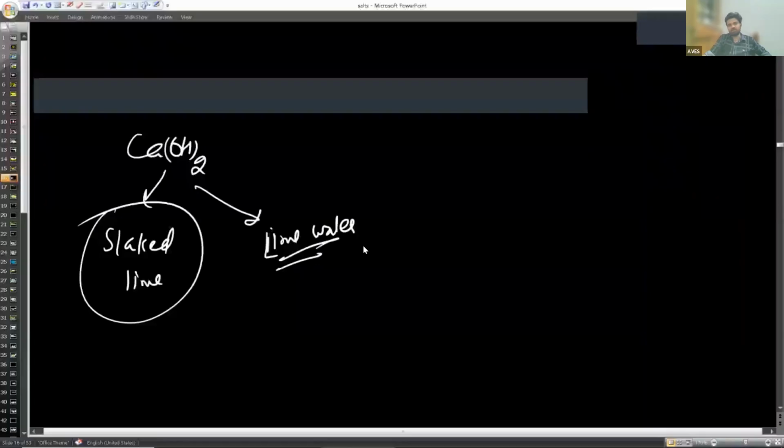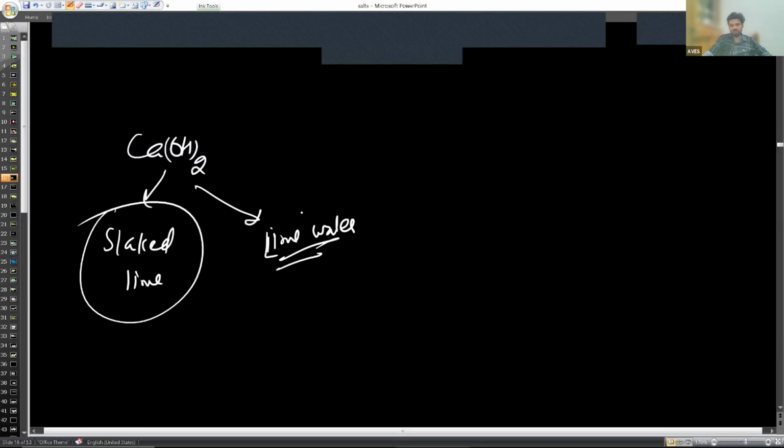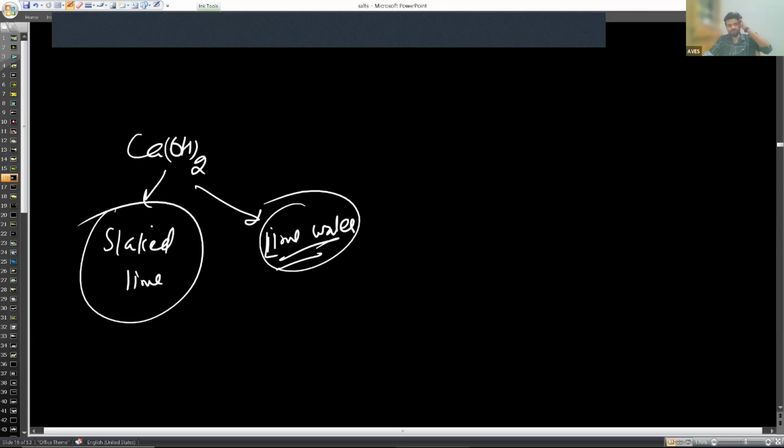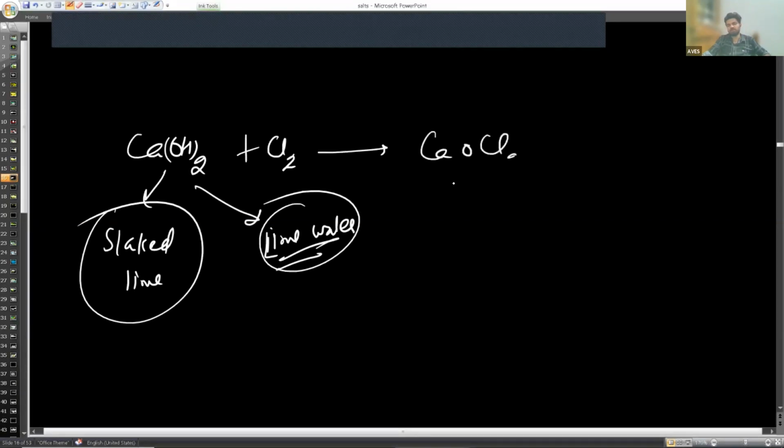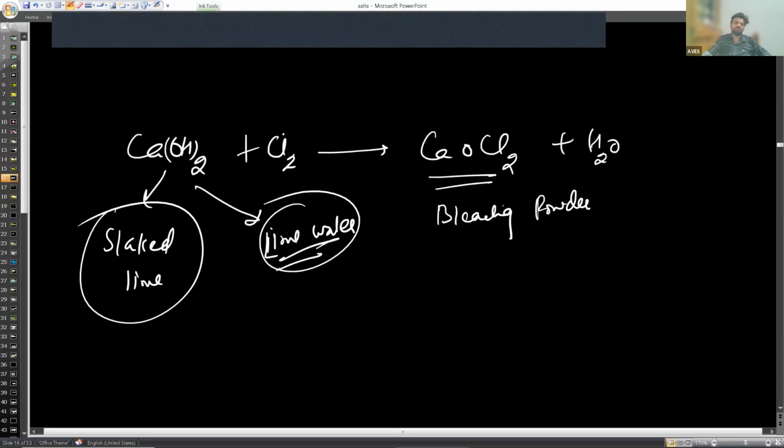This lime water actually contains calcium hydroxide. But if you have this slaked lime, which is dry, and you pass chlorine gas to it, it will form calcium oxychloride, CaOCl2. That is called bleaching powder, plus water. This is the preparation of bleaching powder: when chlorine gas is passed to calcium hydroxide, it forms bleaching powder, which is calcium oxychloride or calcium hypochlorite.